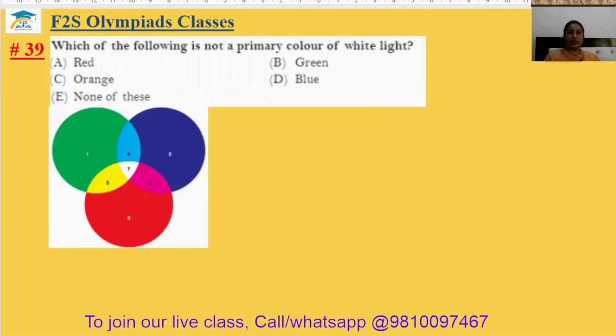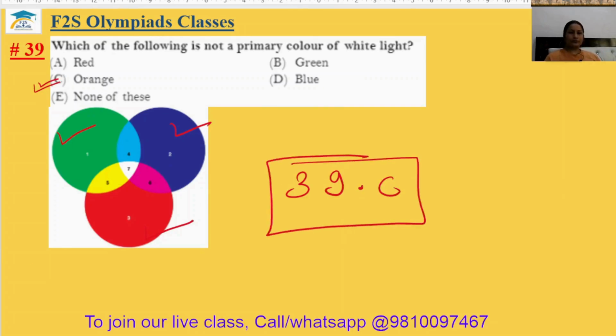Question number 39. Which of the following is not a primary color of white light? The primary colors of white light are green, blue and red. So not a primary color is orange. The 39th answer is option C.